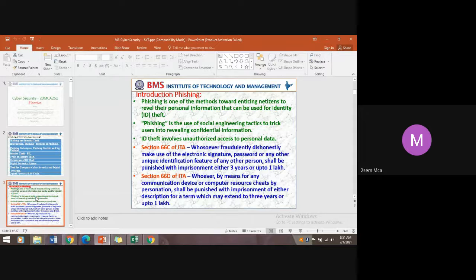Then Section 66D of the Information Technology Act: whoever, by means of any communication device or computer resource, cheats by personation shall be punished with imprisonment of either description for a term which may extend to 3 years and a fine of up to 1 lakh. Section 66D.